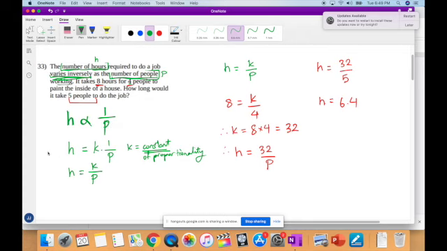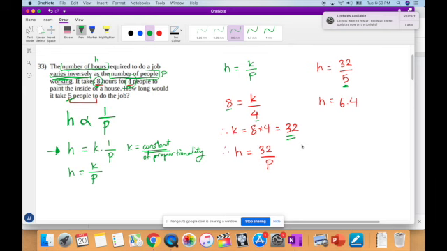And then you have to form your equation with your constant of proportionality. So once you put that equal sign, you have to put a constant of proportionality. And then the usual question will give you all of the information that you need to find your constant of proportionality. So you can see that we use the information to find the constant of proportionality. 8 hours, 4 people. So we put 8 hours, 4 people. Constant of proportionality is 32. So therefore, for 5 people, we could find how many hours.